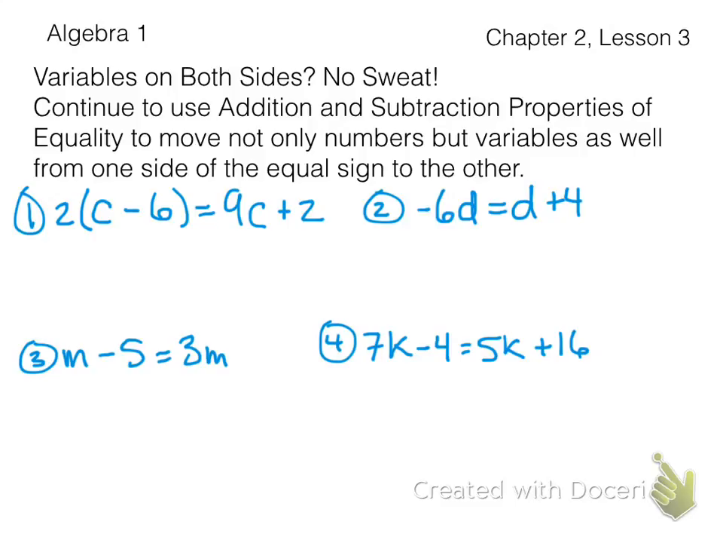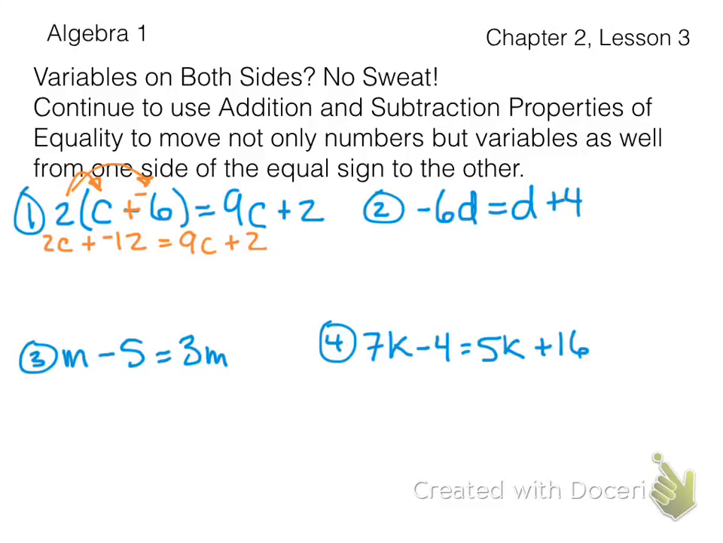All right. So we have 2 times the quantity c minus 6 is equal to 9c plus 2. So before I do anything, I'm going to add the opposite, and then I'm going to distribute. So 2 times c is 2c, plus 2 times negative 6 is negative 12, equals 9c plus 2.